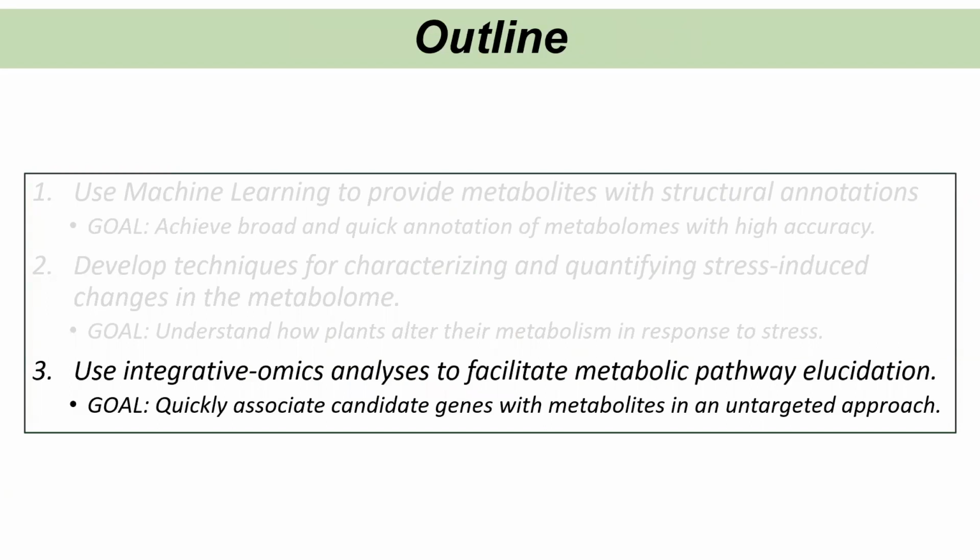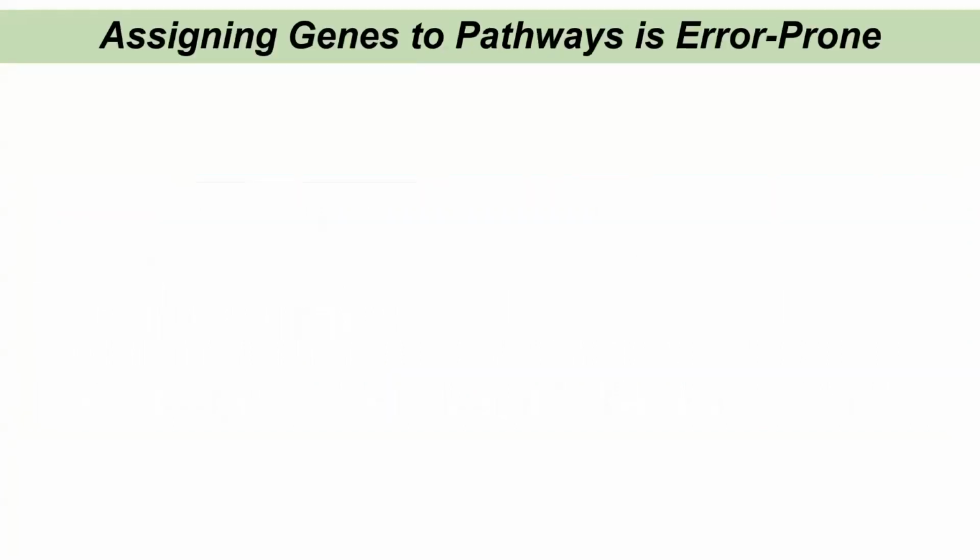Okay, so this brings me to the third part of my talk. So previously I mentioned that we wanted to use CANOPUS to alleviate the pathway elucidation bottleneck. And I'm going to talk about methods to do that now, particularly our efforts to use integrative omics analysis to facilitate metabolic pathway elucidation. The goal here is to quickly associate candidate genes with metabolites in an untargeted approach.